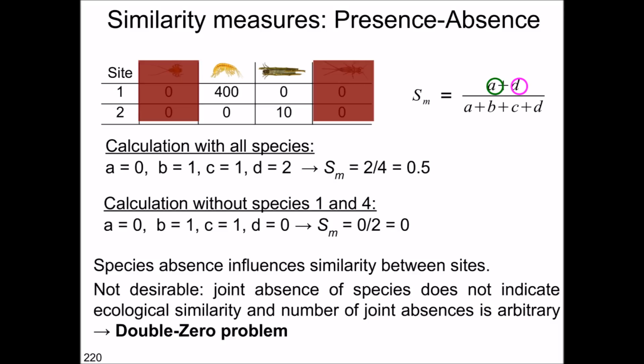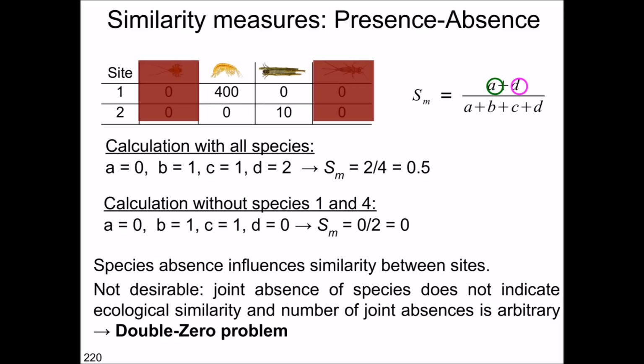This actually means that if we have many species that are occurring in a region, and let's say you only find a small portion of the species pool in the sample, then you always have a high baseline of matching, of similarity between sites, because you often find shared absences between two sites. That's obviously not desirable. So the joint absence of species does not indicate ecological similarity, and as stated before, the number of joint absences is largely arbitrary.